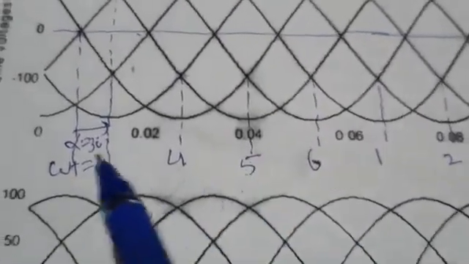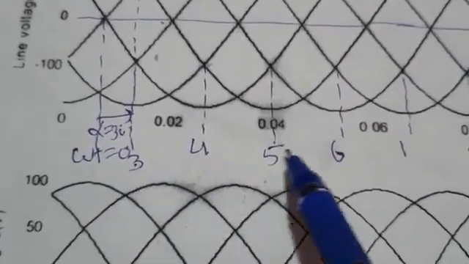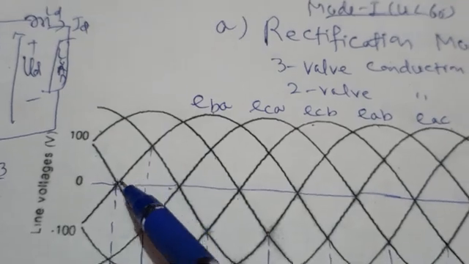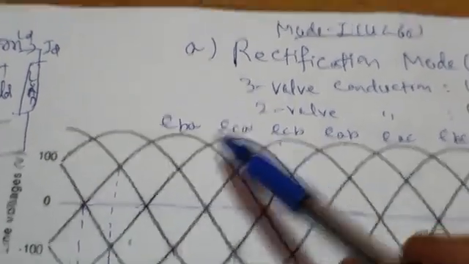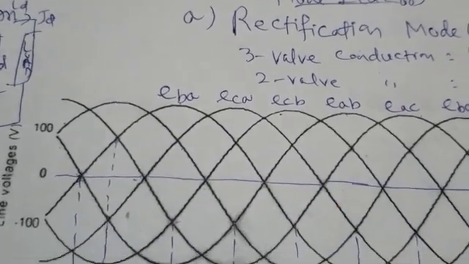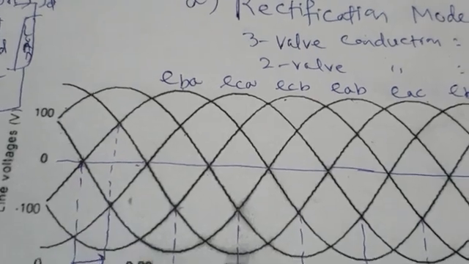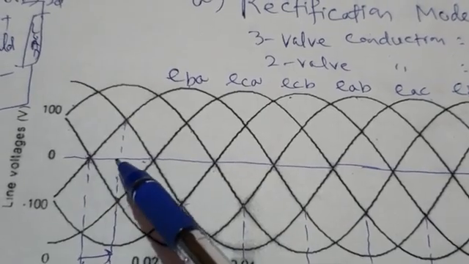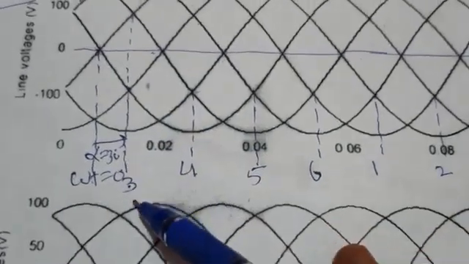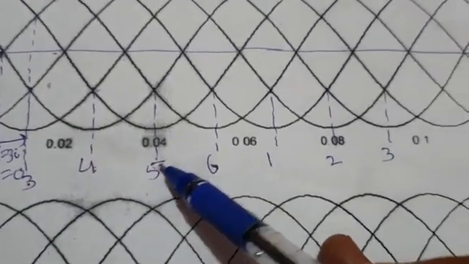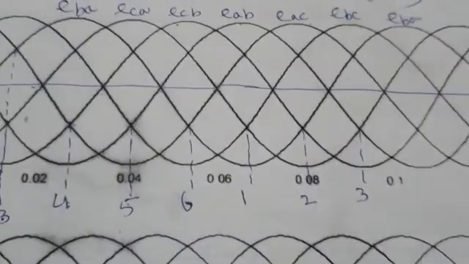So once you know the firing instance, this is how you determine the firing instance of various valves. It's very easy. You start with the firing of valve 3, whose commutation voltage is EBA, and this omega t equal to 0 is its zero crossing reference, and alpha equal to 30 degrees. From here to here this is alpha equal to 30 degrees. So here you show firing of valve 3, and it will be followed by 4 after every 60 degrees, then 5, 6, 1, 2, and 3.